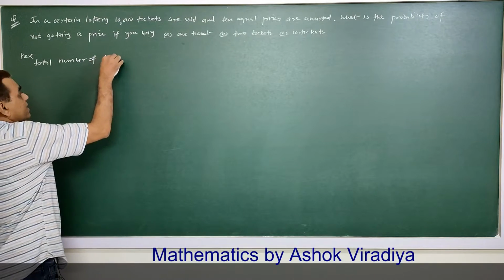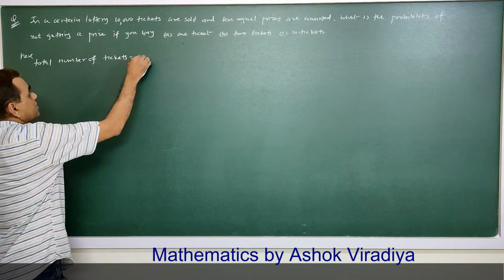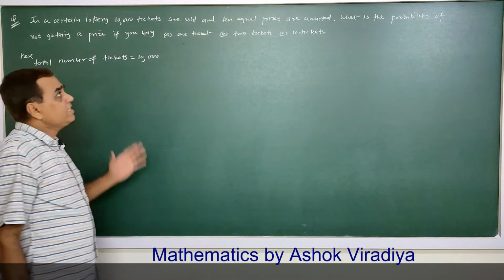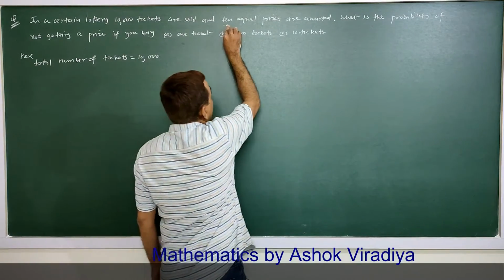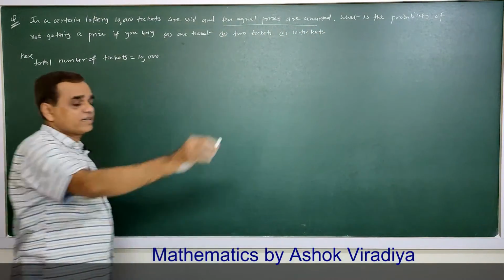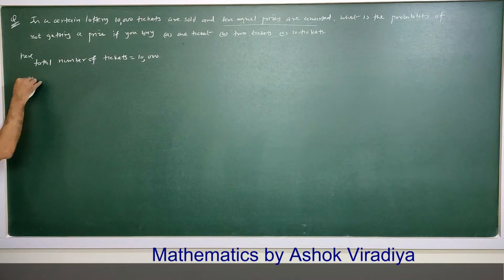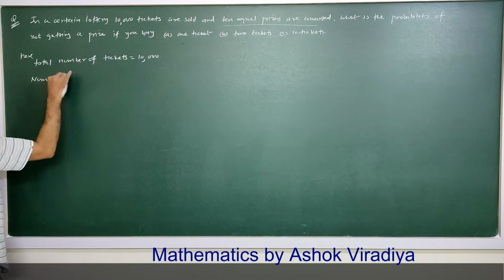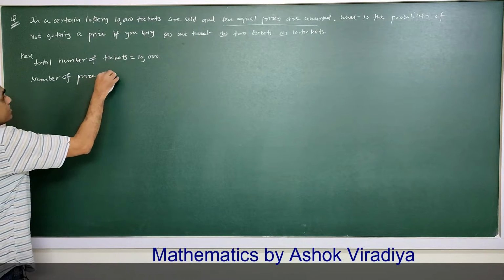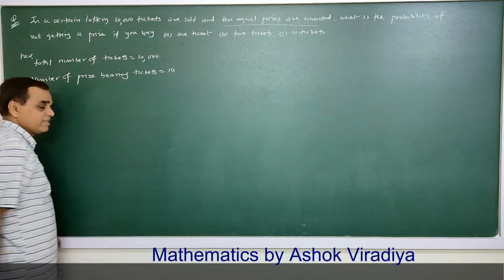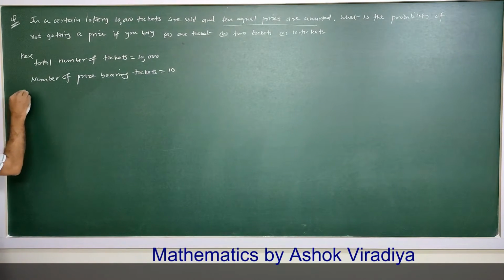Total number of tickets is 10,000. In these 10,000 tickets, 10 equal prizes are awarded. That means out of 10,000 there are only 10 tickets which are prize bearing tickets. So the number of prize bearing tickets is only 10.